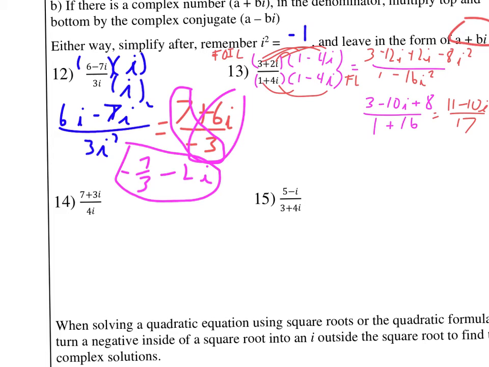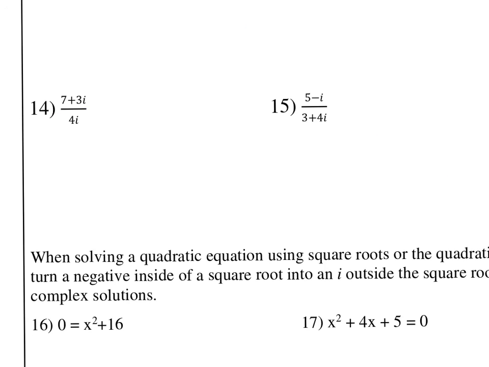And then lastly, I need to separate this into two fractions here. So we'll do that. So we get 11 over 17 minus 10 over 17i. You could call that 10i over 17, but technically I would say this is better in the form. So a is 11 over 17, and then b is negative 10 over 17 times i, to have it in that a plus bi form. The very important thing is that the i does not go down in the denominator. All right, next up, number 14.